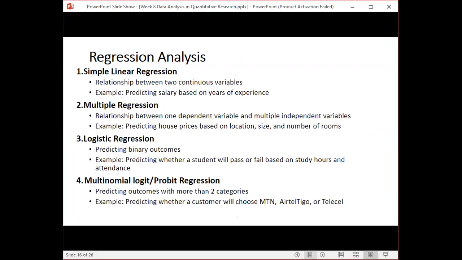Okay. Let's look at regression analysis. And it follows a similar pattern, the same way we are doing this hypothesis. Regression analysis is also a hypothesis testing.